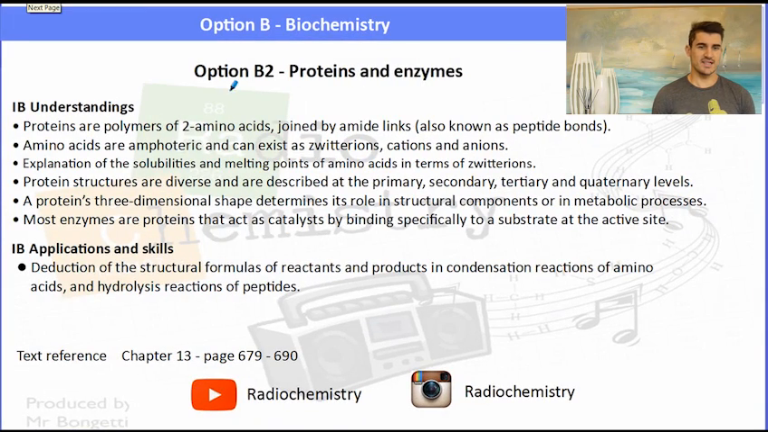The IB understandings focus on B2, proteins and enzymes. We have to look at 2 amino acids. We need to look at these things called Zwitter ions. We need to be able to explain melting points and solubilities. Then we need to discuss the structure of proteins and enzymes, and then we need to work out reactants and products from condensation reactions of amino acids.